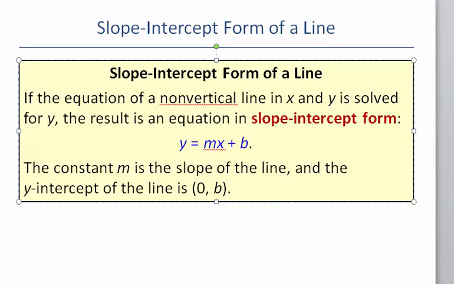We'll now continue with section 2.3 and discuss the slope-intercept form of a line. If the equation of a non-vertical line in x and y is solved for y, the result is an equation in slope-intercept form. y = mx + b. The constant m is the slope of the line, and the y-intercept of the line is (0, b).